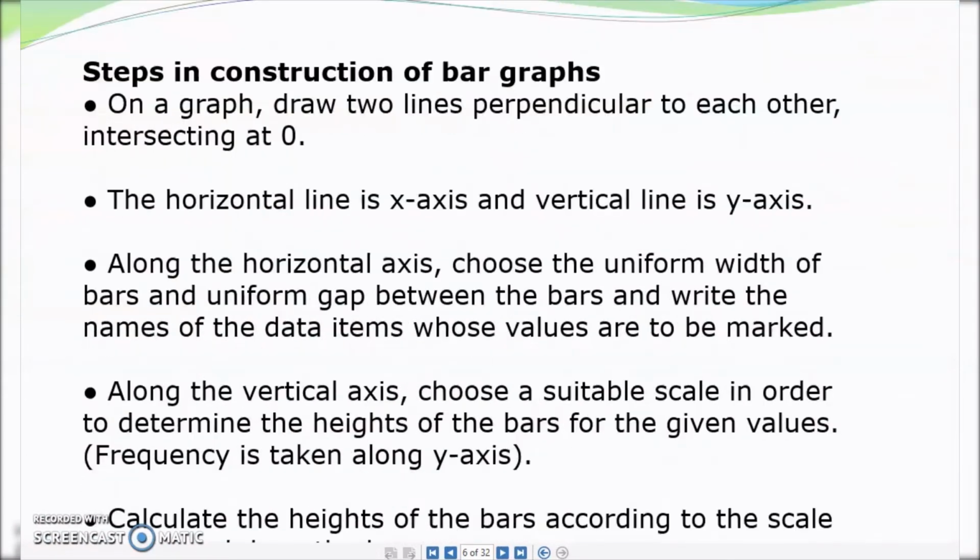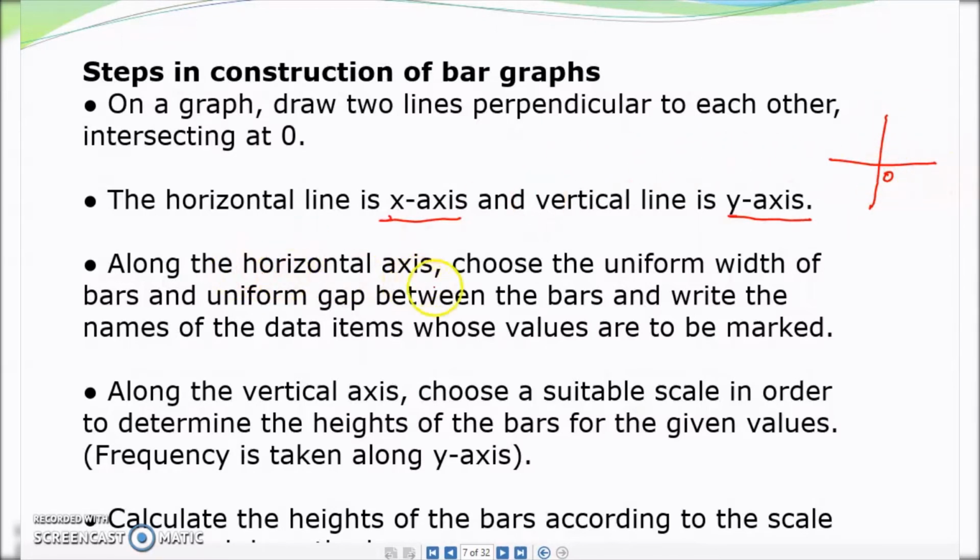Now steps for constructing a bar graph. This is important. So how to go about constructing a bar graph? First step will be to draw two lines perpendicular to each other intersecting at 0. So these two lines are nothing but the x and y axis, which you have already studied while doing coordinate geometry. The horizontal line is the x-axis and the vertical line is the y-axis, and the point of intersection is 0. So this way you will be constructing x and y, and this point will be 0. This is the first step when you construct a bar graph.